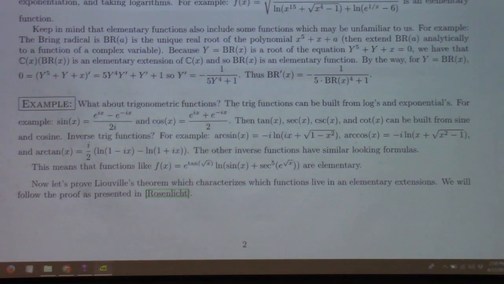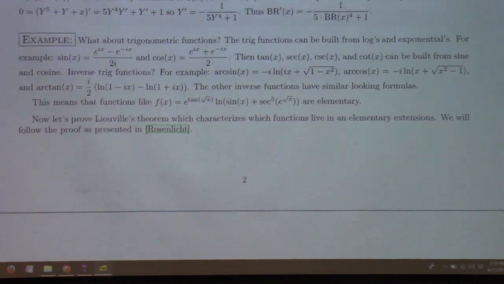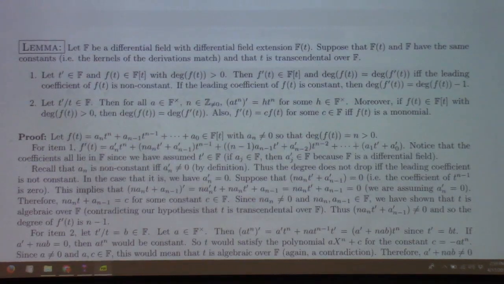What about trigonometric functions? Well, trigonometric functions can be built from exponentials, imaginary exponentials. So that means that sine and cosine are elementary functions, as are all of their favorite relatives: tangent, secant, cosecant, cotangent, and their inverse functions. All of these are elementary. In other words, all of your favorite families of functions that we teach you how to write integrals of in Calculus 2 are elementary functions. Now this leads us to Leibniz's theorem, which characterizes which functions live in elementary extensions. I will not present the proof. I will just present the lemma and tell you the theorem.